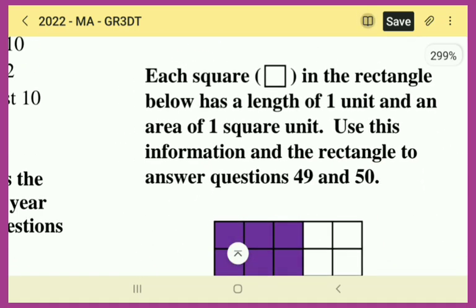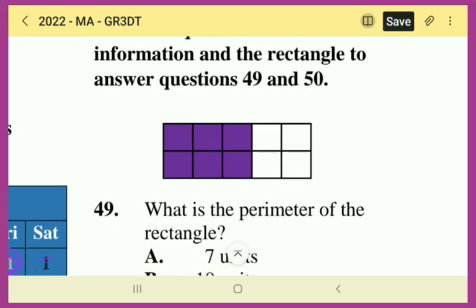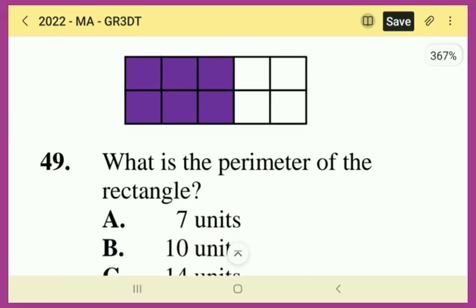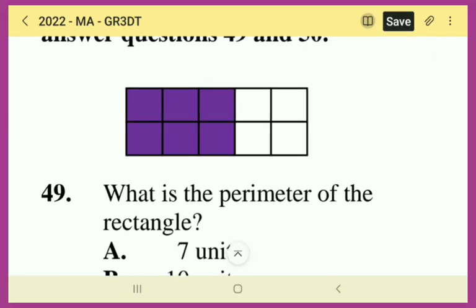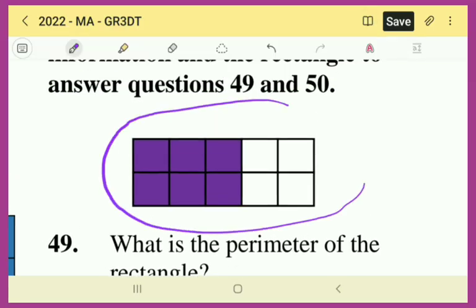Let's look at this one. Each square in the rectangle below has a length of 1 unit and an area of 1 square unit, meaning 1 by 1. Use this information and the rectangle to answer items 49 and 50. All right, so let's look at the rectangle. What is the perimeter of the rectangle? Remember that the perimeter is the full distance around. You're adding up everything, all the sides. So let's look at the measurement.